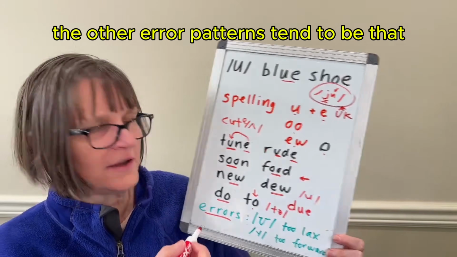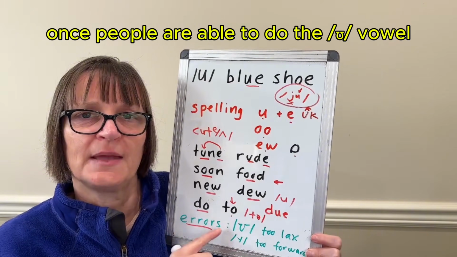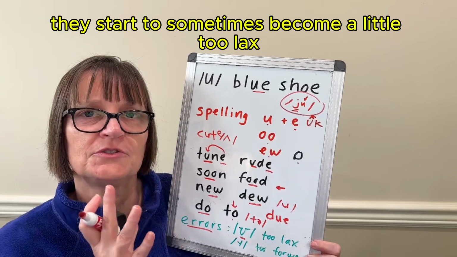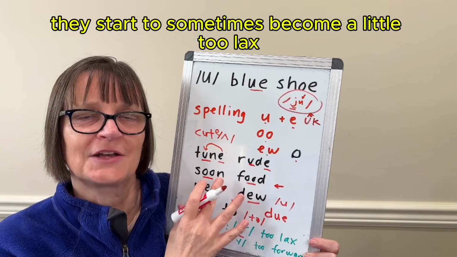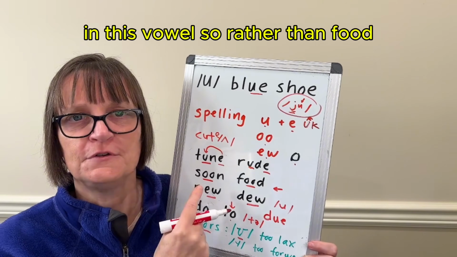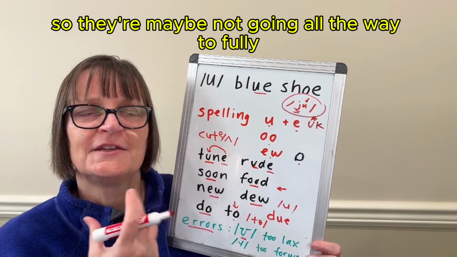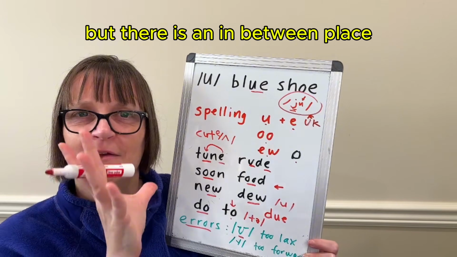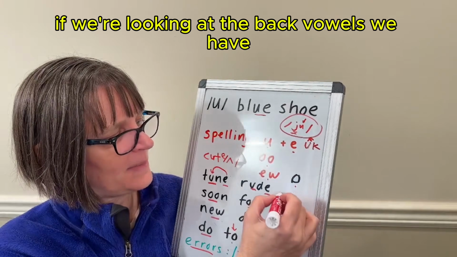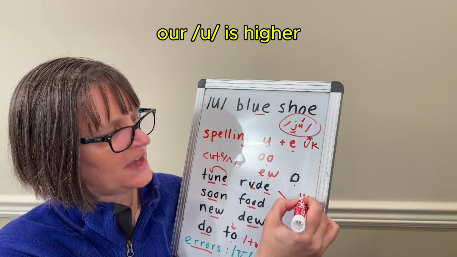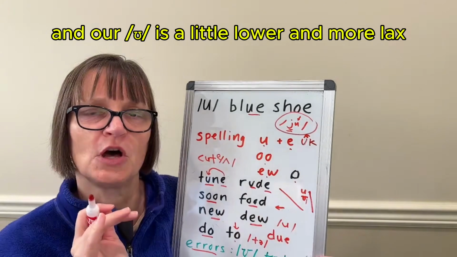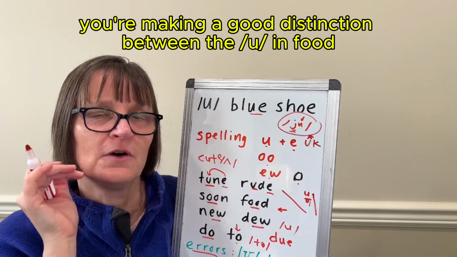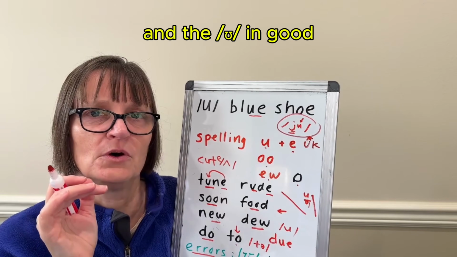The other error patterns tend to be that once people are able to do the vowel that's in "good book", they start to sometimes become a little too lax in this vowel. So rather than "food", they might say it a little more like "fud". So they're maybe not going all the way to fully the vowel like in "good", but there is an in-between place. If we're looking at the back vowels, we have our oo is higher and our ʊ is a little lower and more lax. So just watch that you're making a good distinction between the oo in "food" and the ʊ in "good".